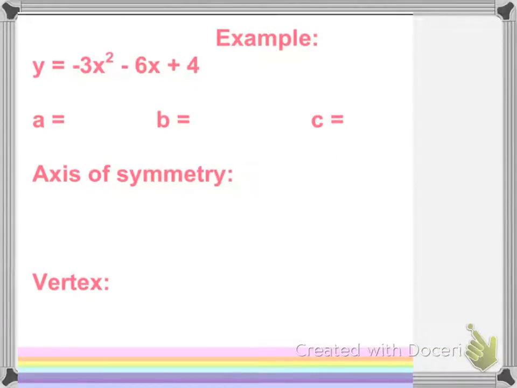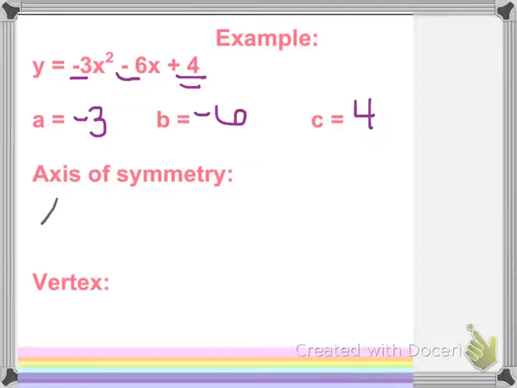So let's look at this equation. Right here, I know a is always with my x squared, so a is negative 3. I know b is always with the x, so that is negative 6. And I know c is always by itself, so in that case this is a positive 4. So that's the first step: identify a, b, and c from the number with the x squared, the x, and then the number by itself.